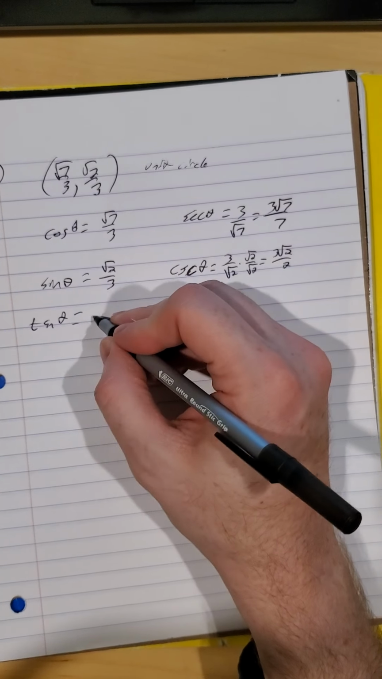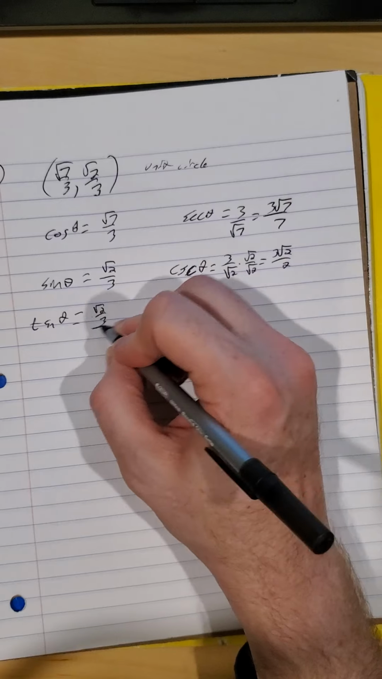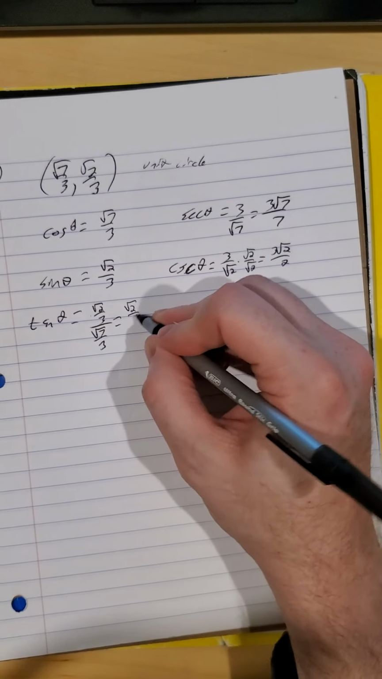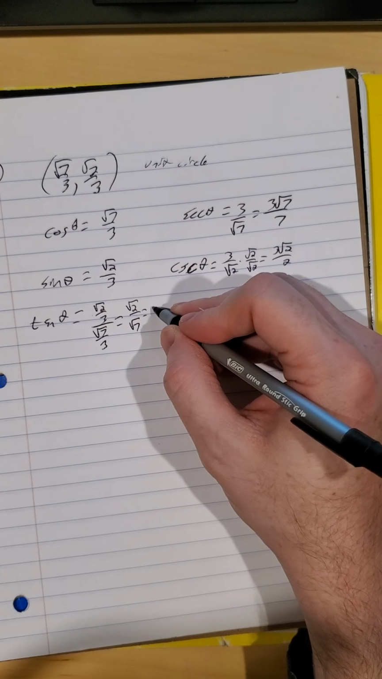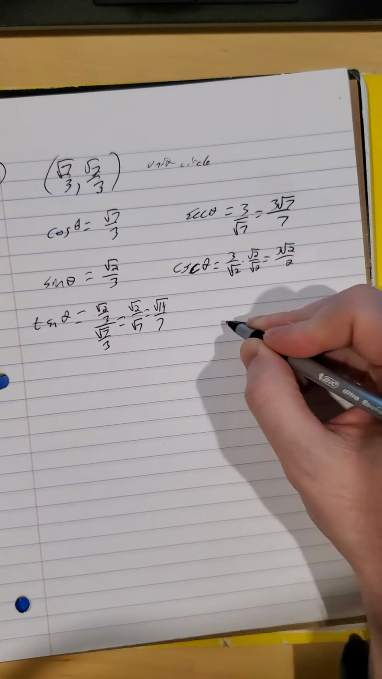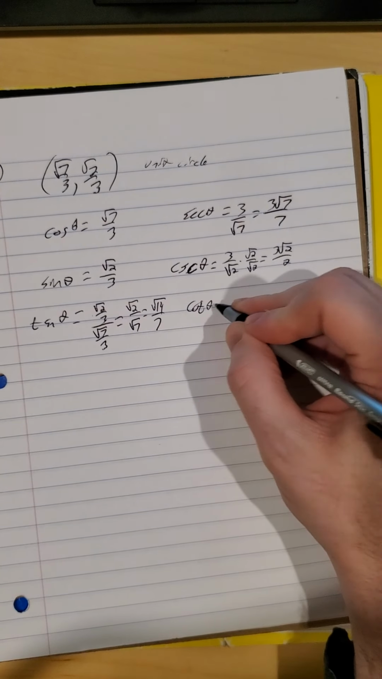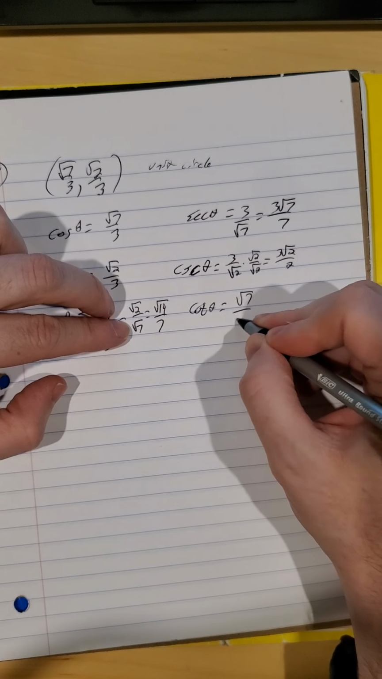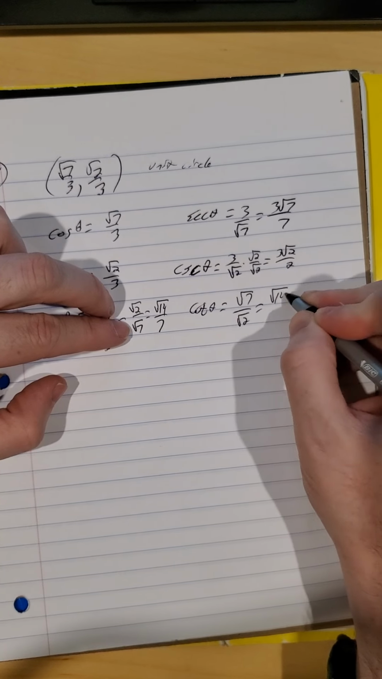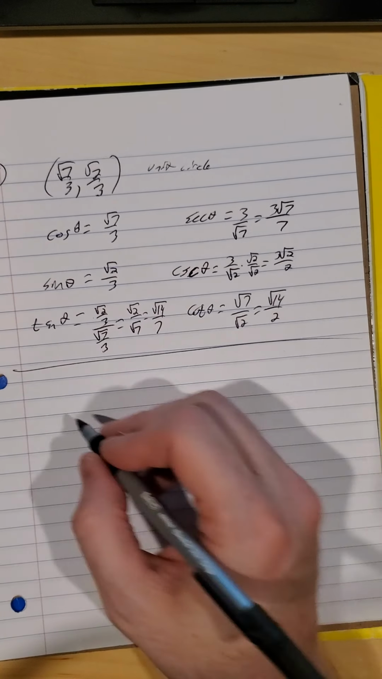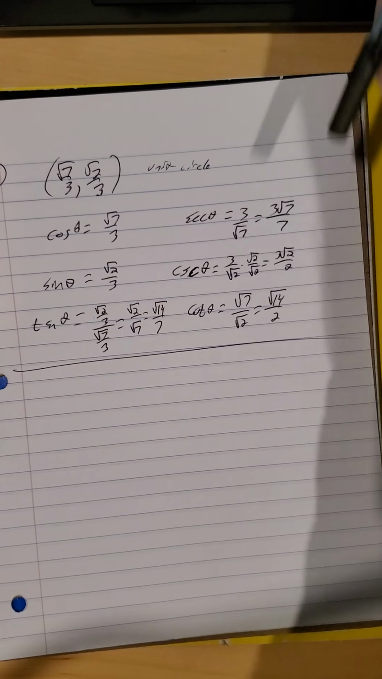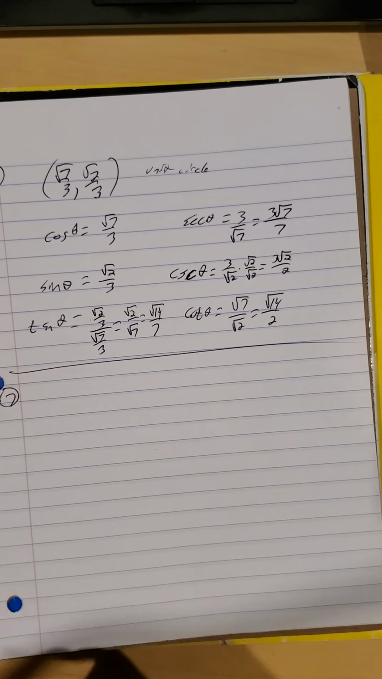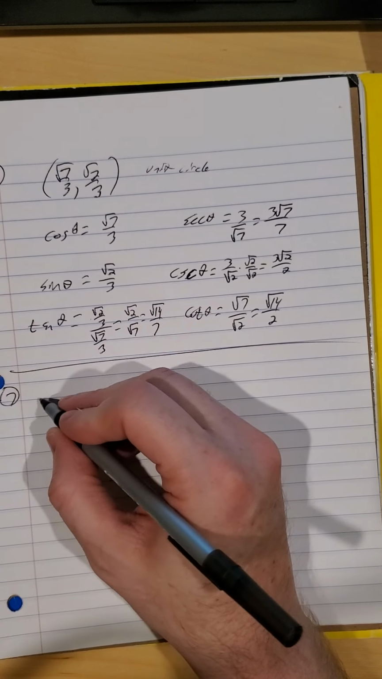Tangent theta, sine over cosine, as always, so root 2 over 3 divided by root 7 over 3. The over 3 is dropped, so we have root 2 over root 7, and then we rationalize, so root 14 over 7. Cotangent of theta, it's just the reciprocal of that, so root 7 over root 2, so that's root 14 over 2.